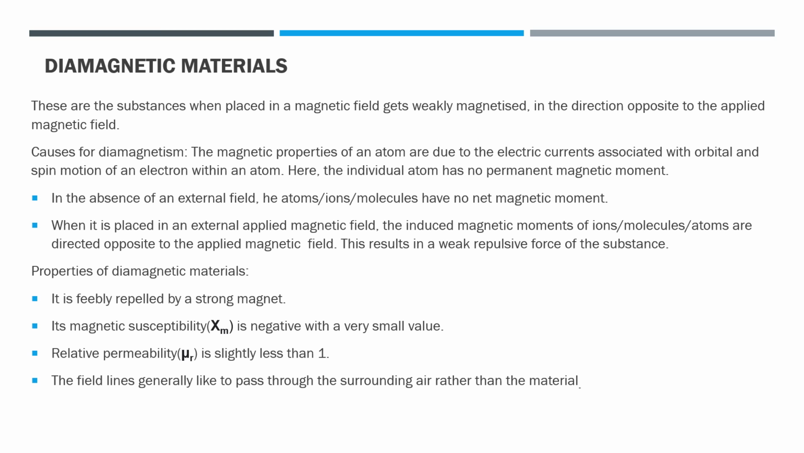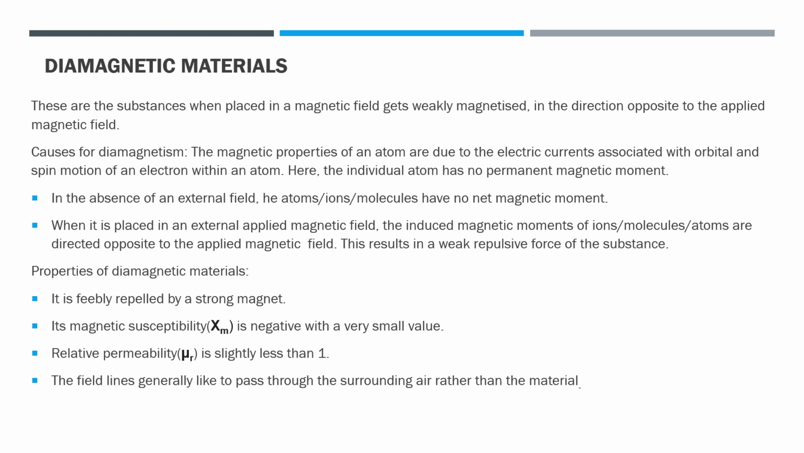And now we will be talking about diamagnetic materials. These are the substances which when placed in a magnetic field will get weakly magnetized in a direction opposite to the applied field. The magnetic properties of an atom are due to the electric currents associated with orbital and spin motion of an electron within an atom.